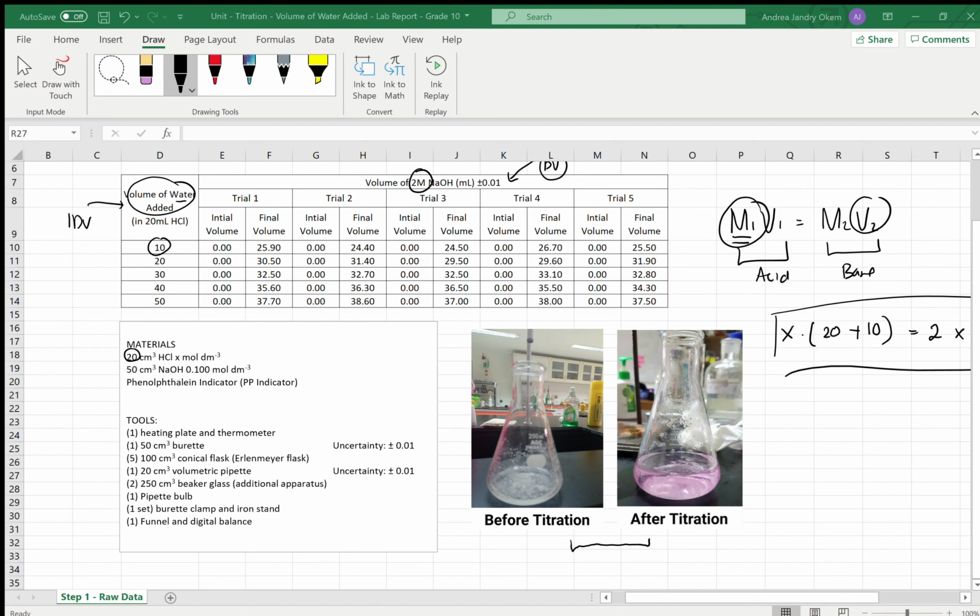Okay, the second data is volume hydrochloric added, in 50 milliliters of water. So again, this is your independent variables. Okay, and then this is your original hydrochloric acid, and then this is your picture for your qualitative data.